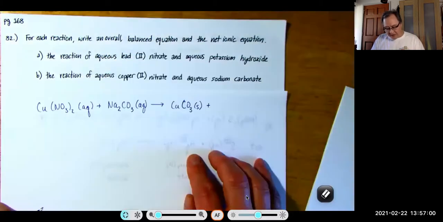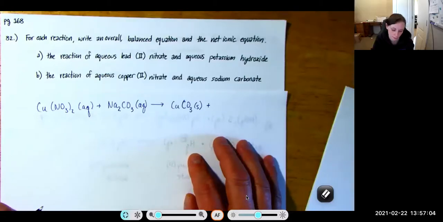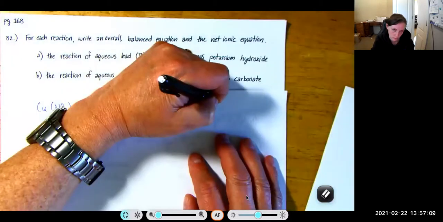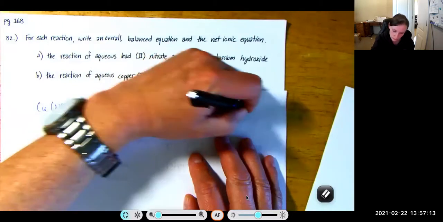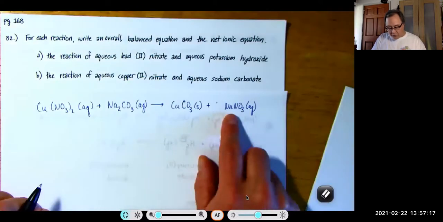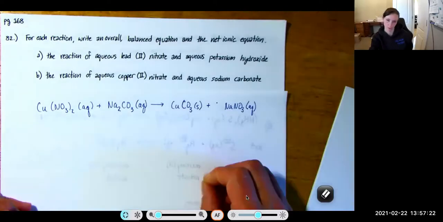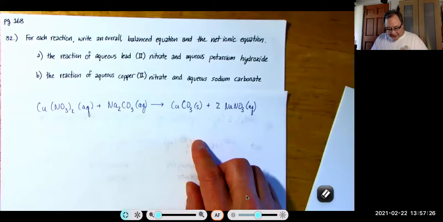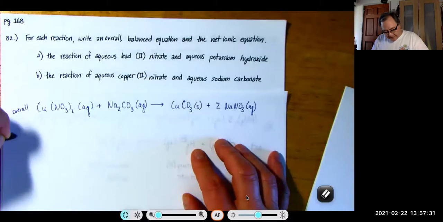And what's the other product? Sodium nitrate. How many? Just one of each. Yes, one of each in the formula. And how many total formulas? 2. So you put 2 in front, because we have 2 sodiums and 2 nitrates. That's the overall. What's the net look like?